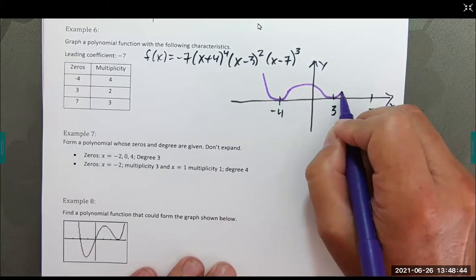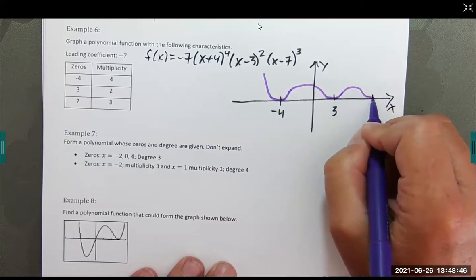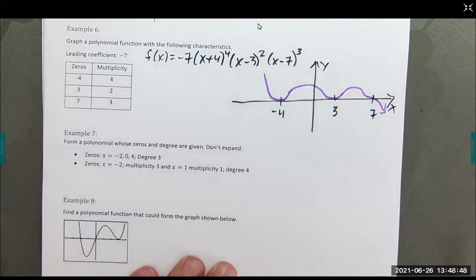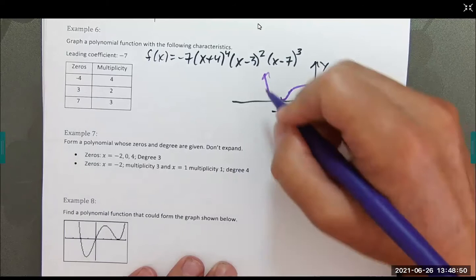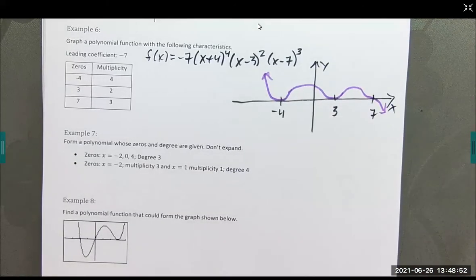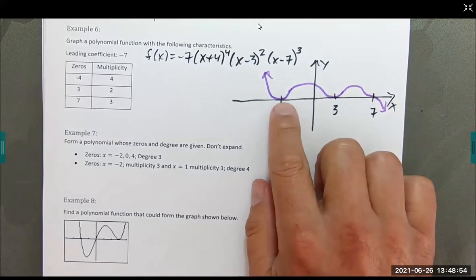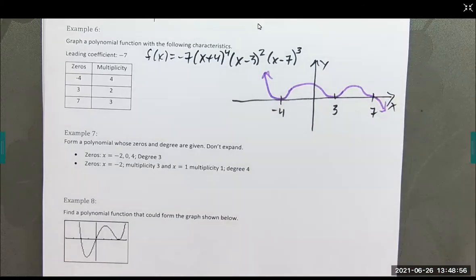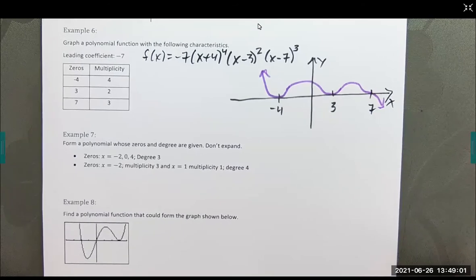And then it's going to slither through 7. All right, so this is a little bit more flattened out. This is a little bit more of a slither. So because they all have multiplicities more than 1, nothing just goes straight through. But I think you get the idea.